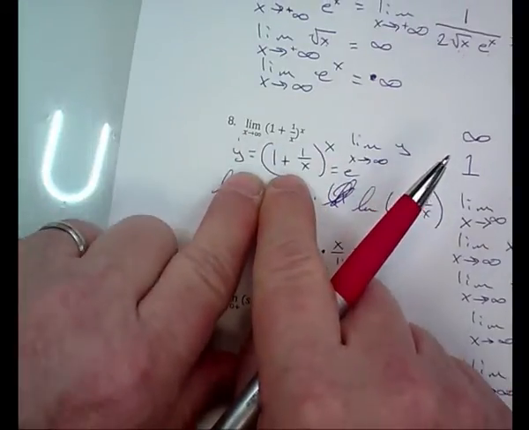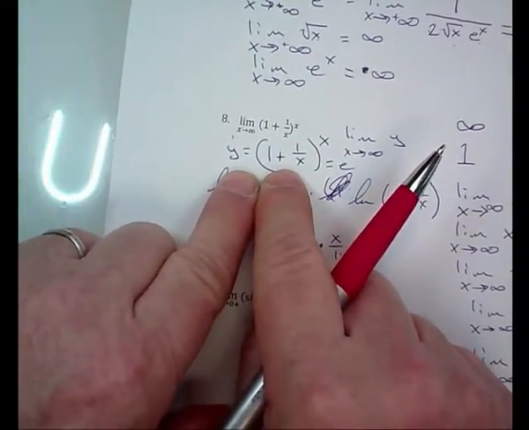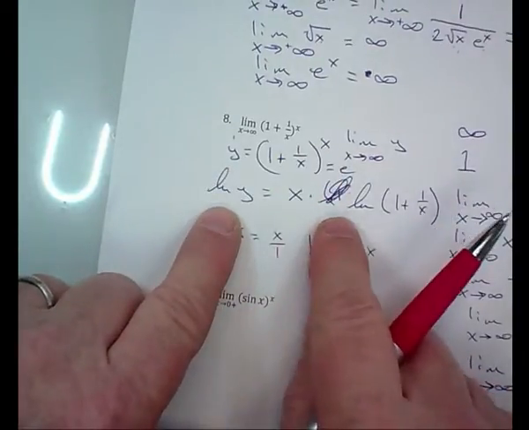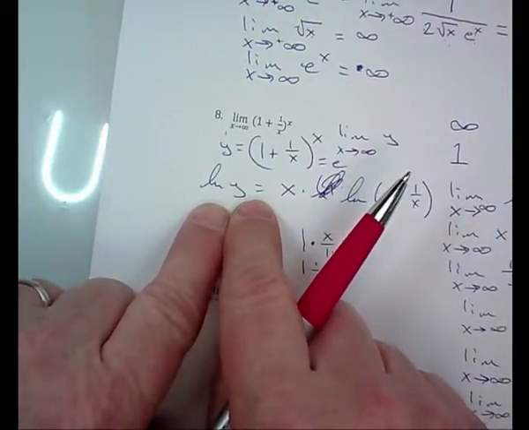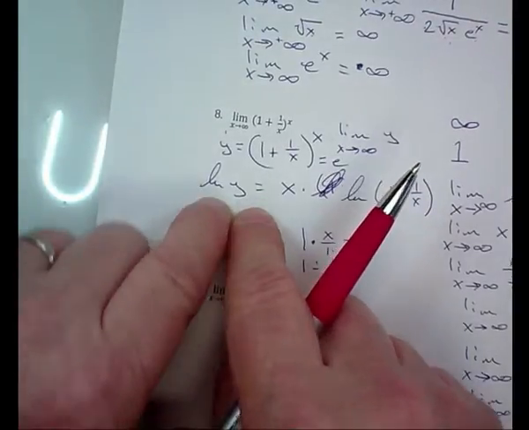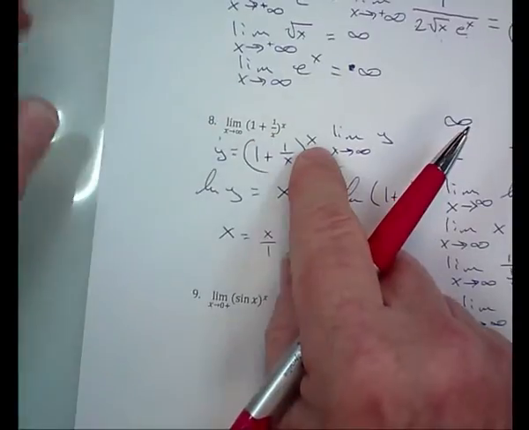So I identify that and I say, okay, I'm going to give that a name. I'm going to call it y. And then I take the natural log, so then I determine the limit of the natural log. So if I know what that's approaching, I know what y is approaching, and y has to approach e.